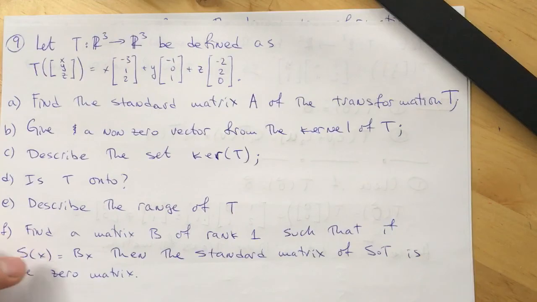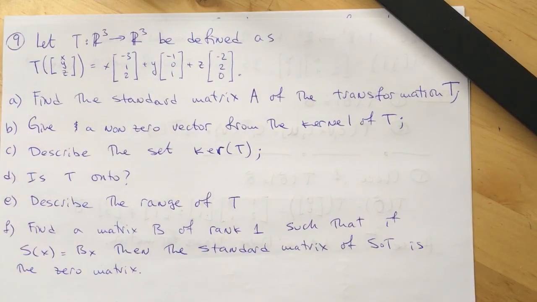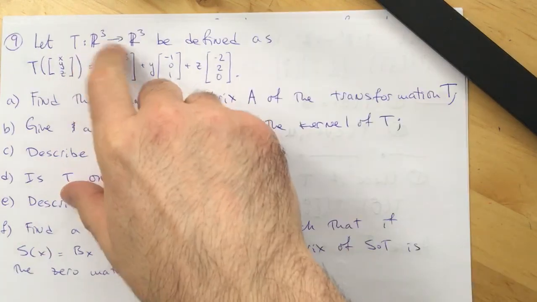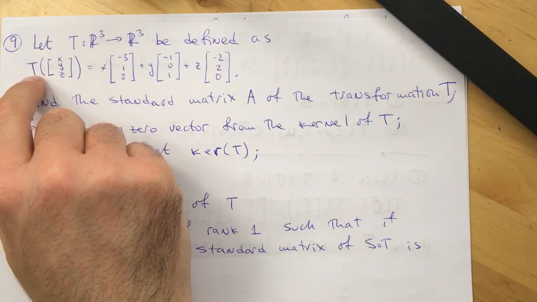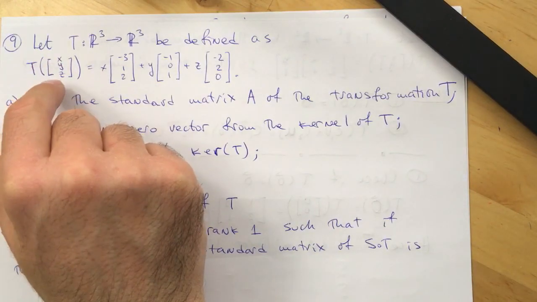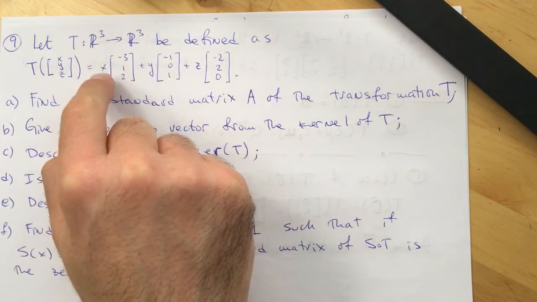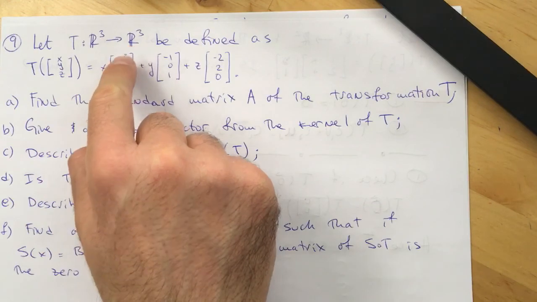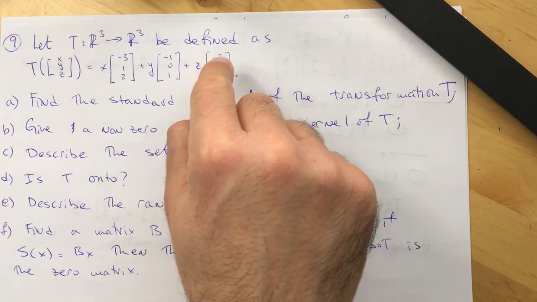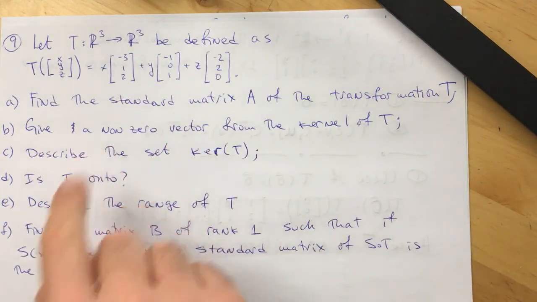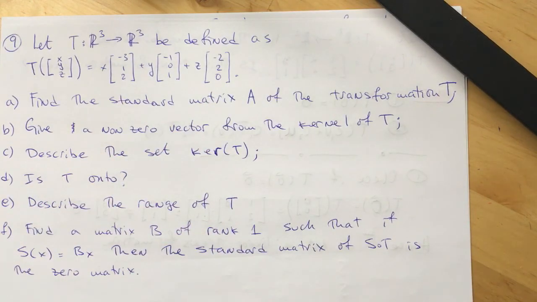So let's see problem 9. The transformation T takes vectors from R3 and brings them to R3, and it's defined such that T of any vector in 3 dimensions x, y, z is defined as x times (-3, 1, 2) plus y times (-1, 0, 1) plus z times (-2, 2, 0). The first question, find the standard matrix A of the transformation T.